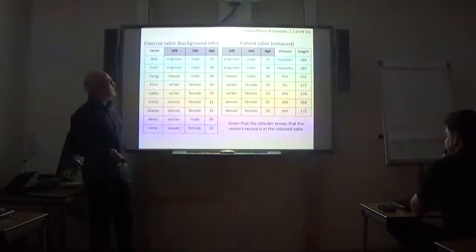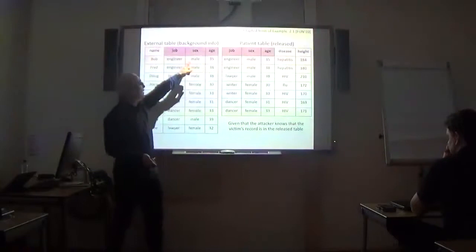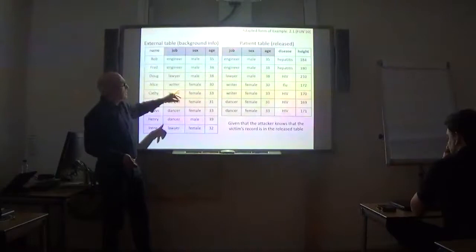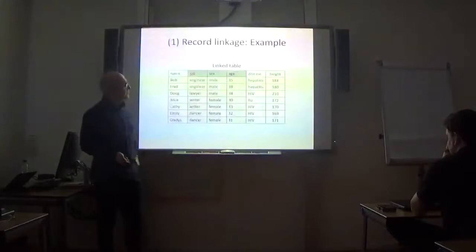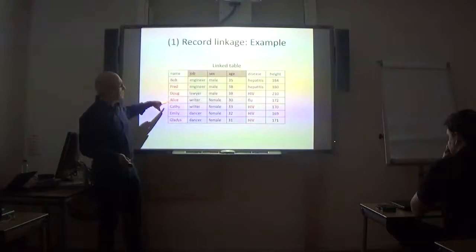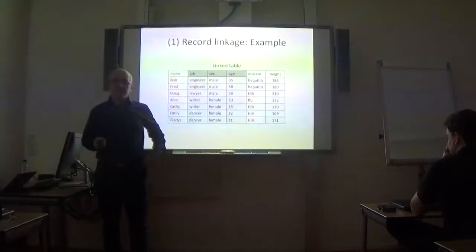If you look at these three attributes, they're exactly the same and unique. This patient appears one time in the Gemeente Rotterdam data, and the other one the same. So in a way, you can re-identify all rows of this table. Then you can see that your boss is Bob or Alice, and what kind of diseases they have. So this is called record linkage. That means that you re-identify every record.